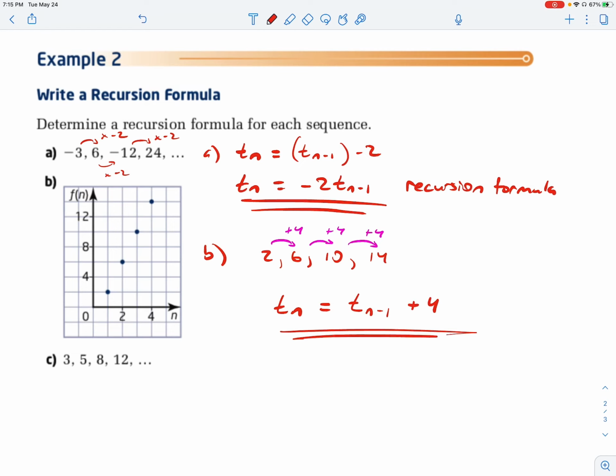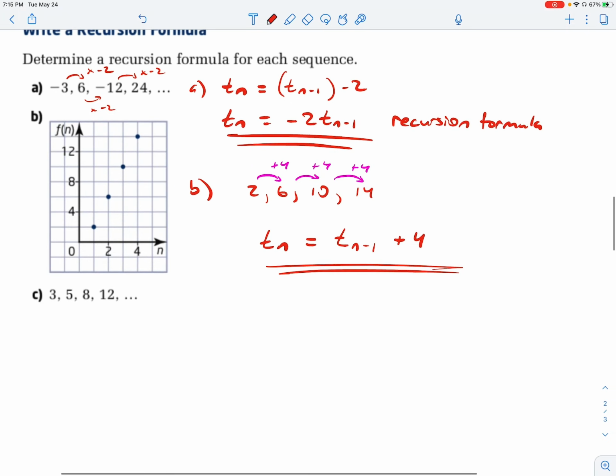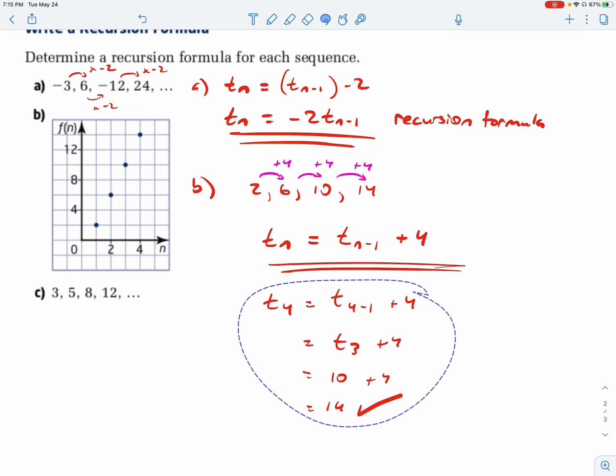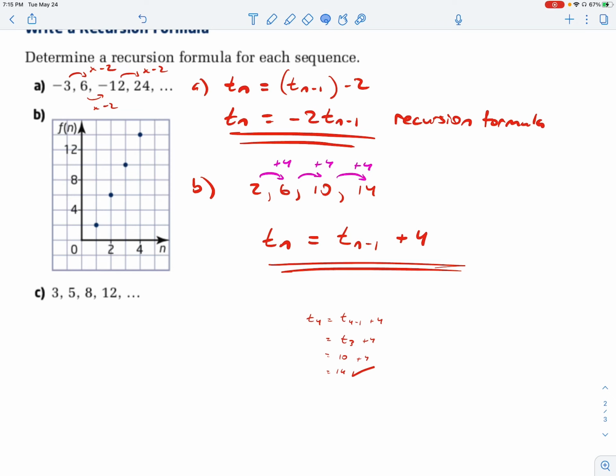That's it. It's probably good to check. If you wanted to know the fourth term, you could say T4 equals T4 minus 1 plus 4. That means T3 plus 4. T3 is 10, and I get 14. So yes, it definitely works. You should always do that just to check and make sure you didn't make a simple error somewhere.